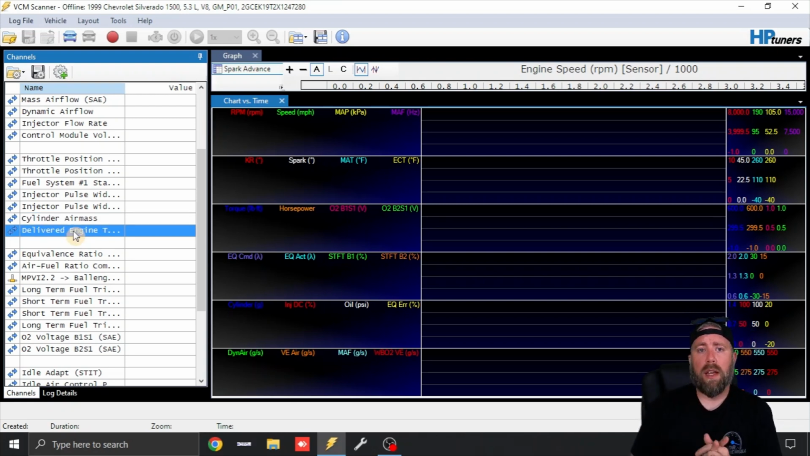Delivered engine torque. This is one of a lot of guys that miss on Gen 3 stuff. The transmissions especially still are based off of torque. So if you look in your 4L60 or 4L80 tune, you'll see that the shift pressure is actually based off of torque. The axis is actually torque. So you want to make sure delivered engine torque is a reasonable number.